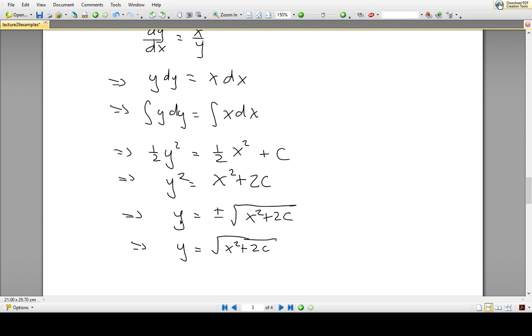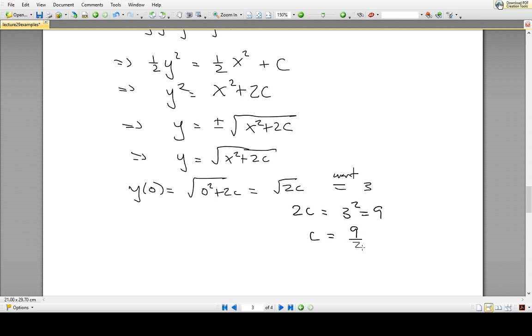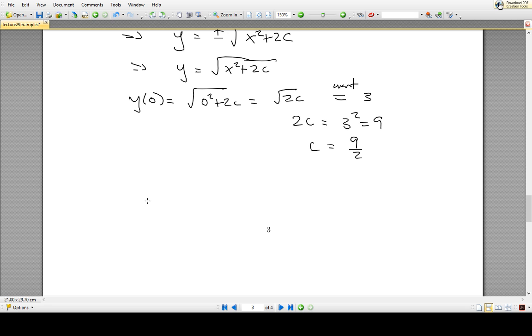And now what I would like to do is actually calculate what this constant is, what the c is. So y at 0, if I plug in x is 0 into my y, I get the square root of 0 squared plus 2c, which is equal to the square root of 2c. And I want that to be equal to 3. So I look at this and I square both sides. I get 2c is equal to 3 squared, which is equal to 9, which means c is equal to 9 over 2. So at the end of the day, the solution to my initial value problem is y of x is equal to the positive square root of x squared plus 2 times c, which is going to give me 9.